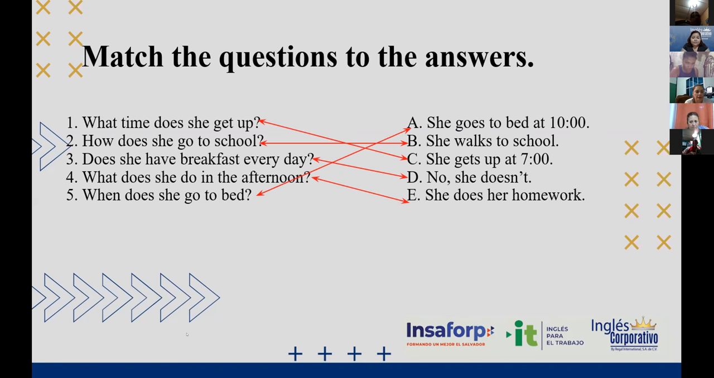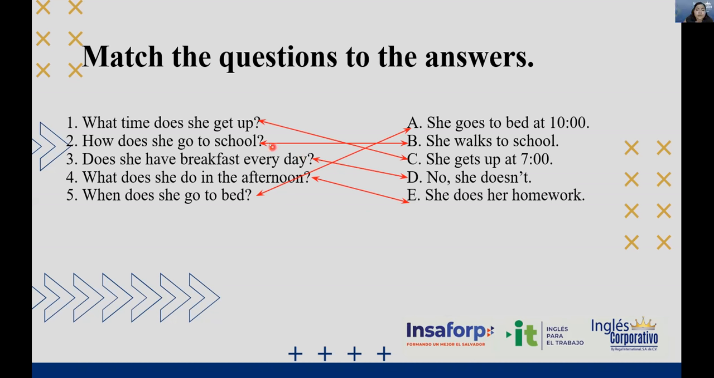What time does she get up? She gets up at 7. How does she go to school? She walks to school. Does she have breakfast every day? No, she doesn't. What does she do in the afternoon? She does her homework. When does she go to bed? She goes to bed at 10. At 10. Okay, very good.